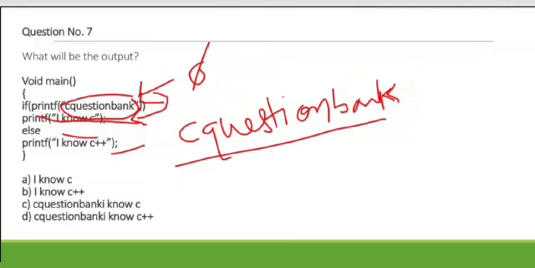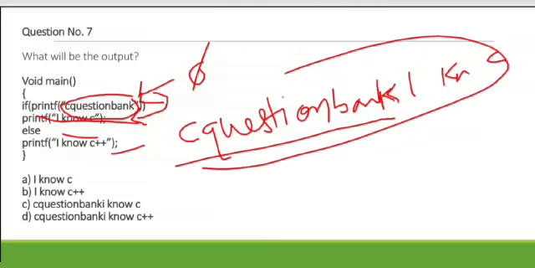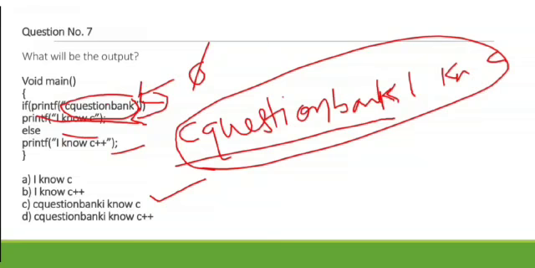So in continuation with this, as /n is not given, it will again print I know C. So here the option suitable with our output is option C. So this will be the output for our question. Let's go to the next one.